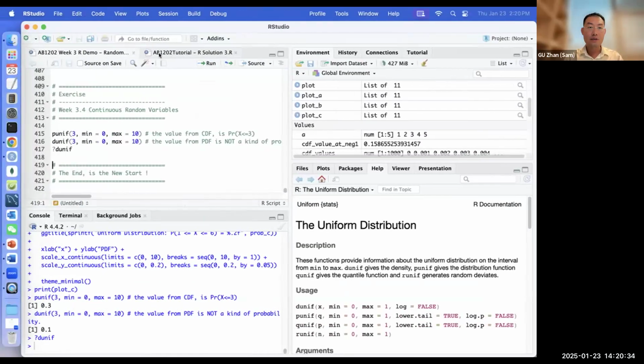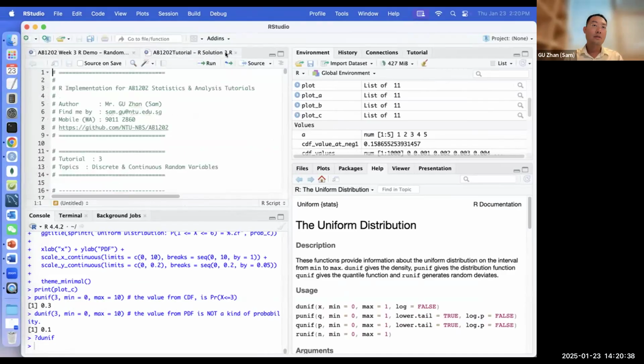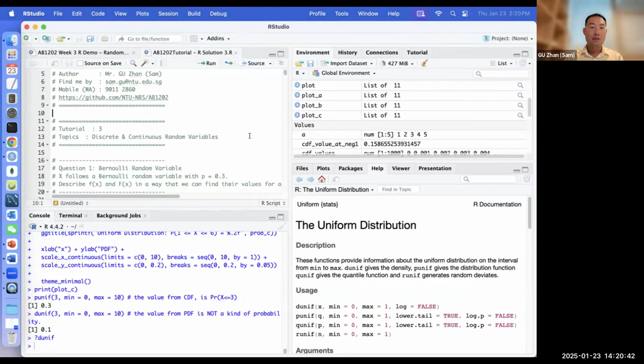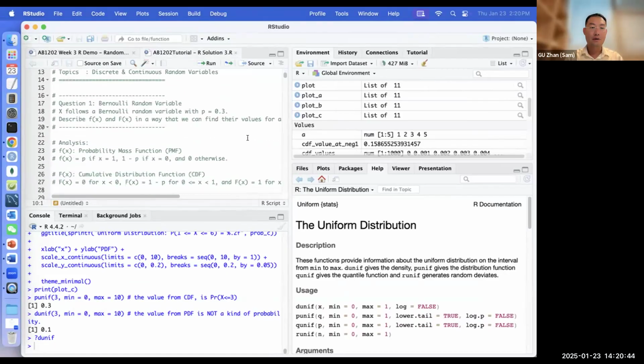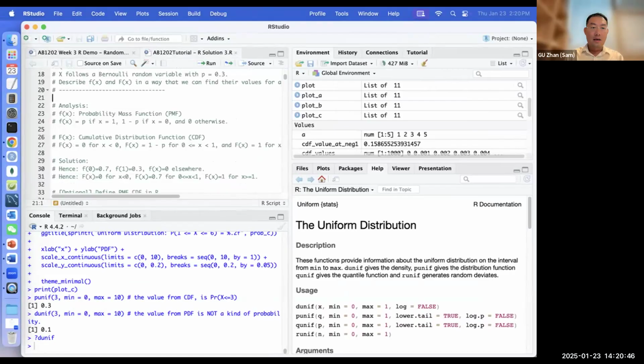So we now switch to the AB1202 tutorial R solution 3.R. Okay, so let's have a look at the first tutorial question. Bernoulli random variable analysis. Fx probability mass function, and the probability mass function Fx equals to P if x equal to 1, 1 minus P if x equal to 0, and 0 otherwise.